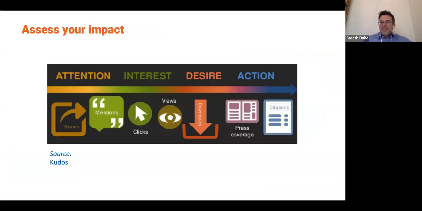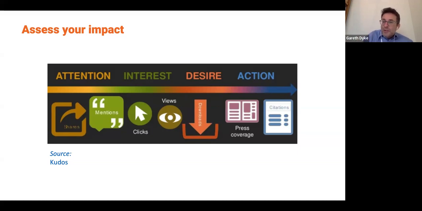So let's assess our impact. Attention, interest, desire, and action. Wouldn't it be great to have this information about research projects that we're involved in? Let's imagine we get called in for a job interview or a PhD interview or a grant interview. You can talk about these kinds of things to give an assessment, an evaluation of the impact that your research is having.